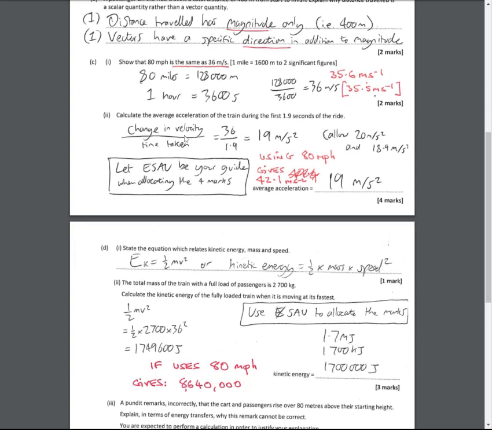Calculate the average acceleration of the train. Should have been straightforward. ISY. Acceleration, change in velocity over time taken, 36 meters per second divided by 1.9 seconds gives you 19 meters per second squared. A number of you forgot to put in the equation, you lost a mark. A number of you got the unit wrong, you lost a mark. Quite a number of you used 80 miles an hour, which gave you a wrong answer of 42.1. And this would be correct at 42.1 provided you used the units of miles per hour per second, which would be a fairly complicated set of units. I don't think anyone managed that. Stick to SI units.